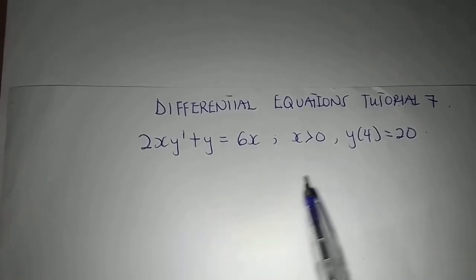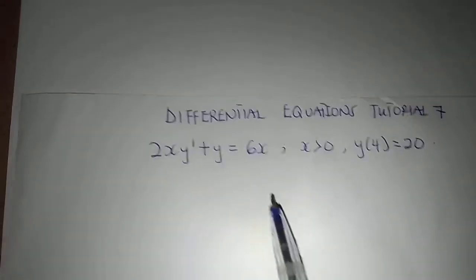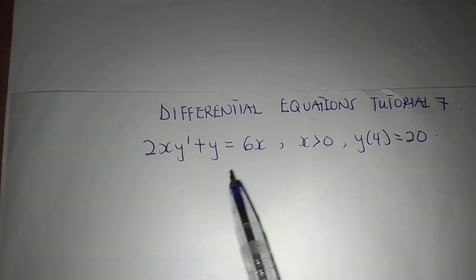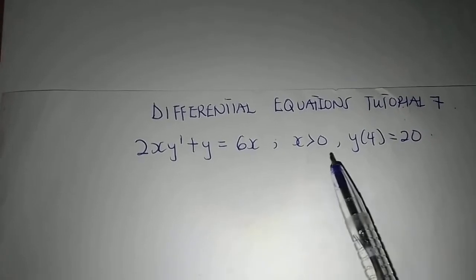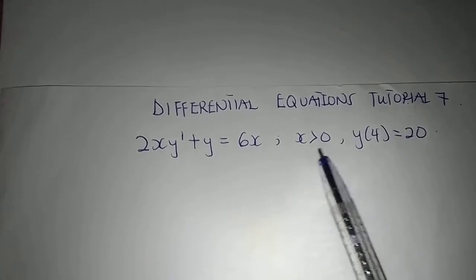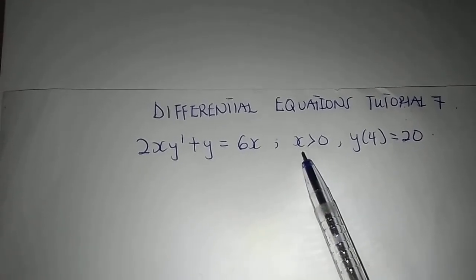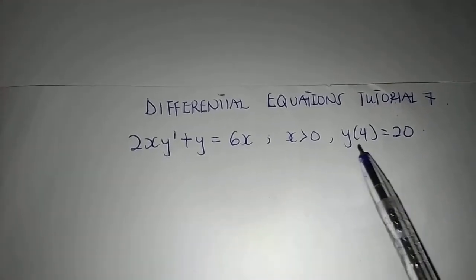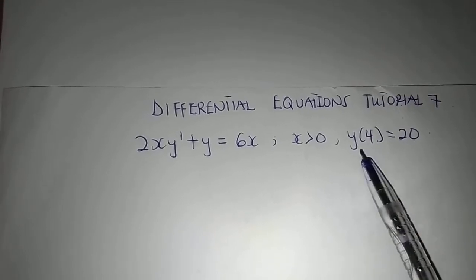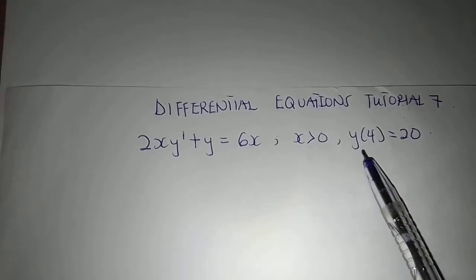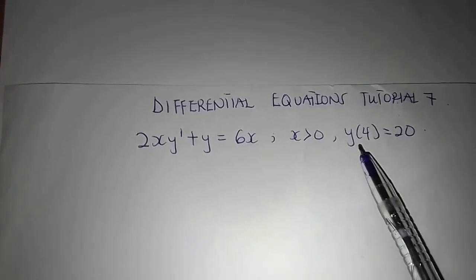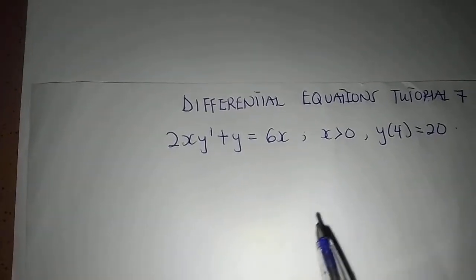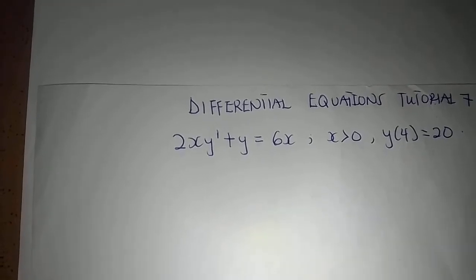We have differential equation tutorial 7, and in this video we have this differential equation here, which is a first order linear differential equation where x is greater than 0. This means that our result will be having a division by x, hence x cannot be 0. Then here it says that y of 4 is equal to 20, and this is the initial condition which we use to find the value of the constant at the end of the solution. Okay, so let's quickly move straight. Please follow the video to the end so that you get a full understanding.